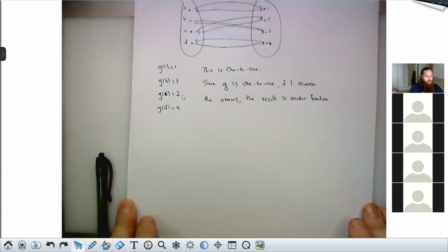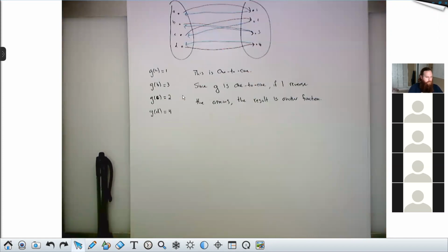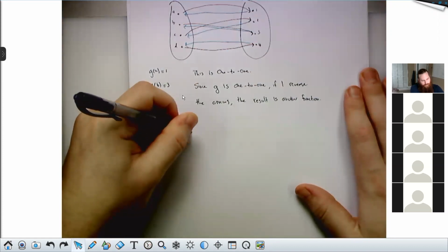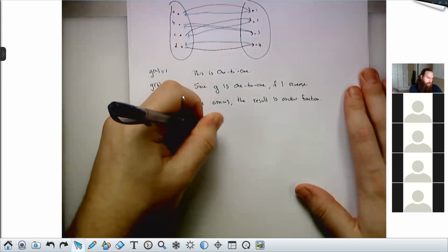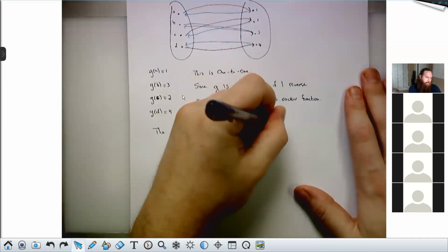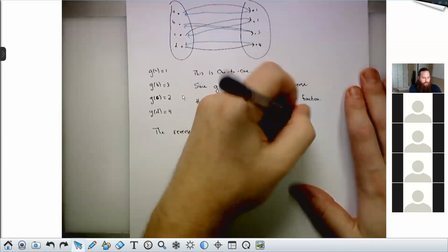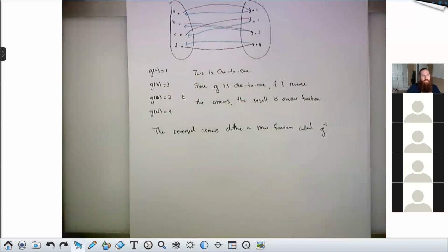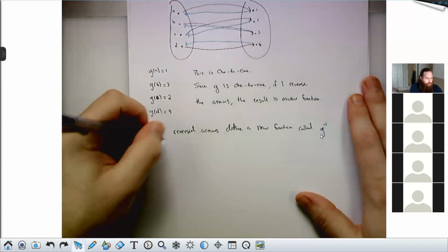The blue arrows here represent the inverse function. The reversed arrows define a new function called G inverse, and we use the -1 superscript here. It's not a power. It has nothing to do with 1 over G of X. It's called the inverse.